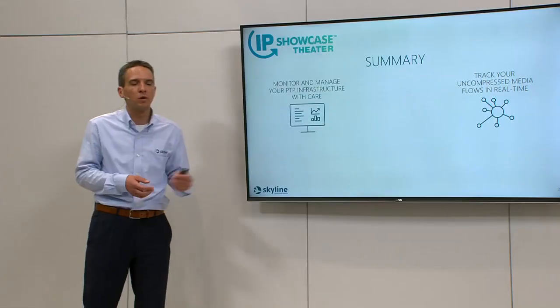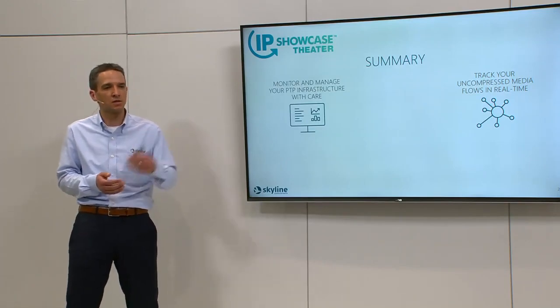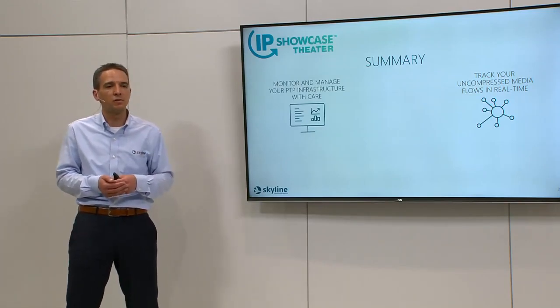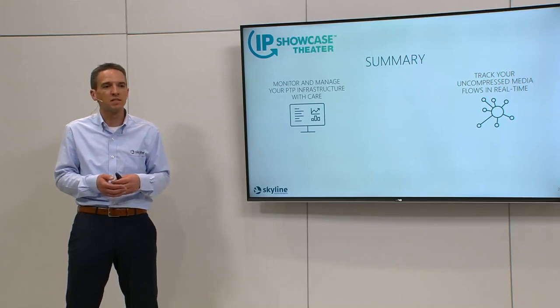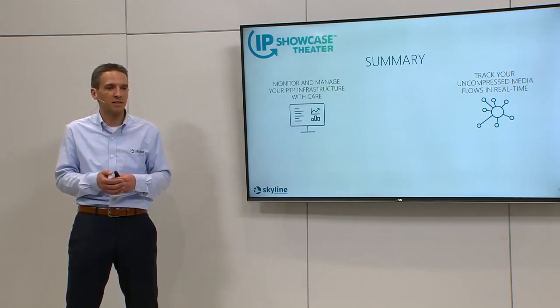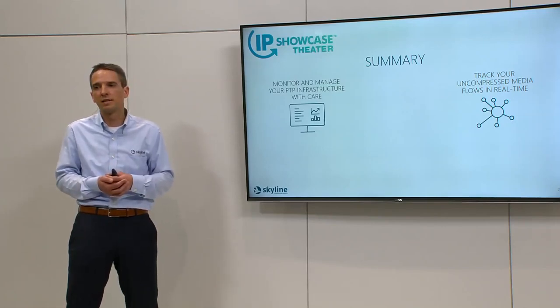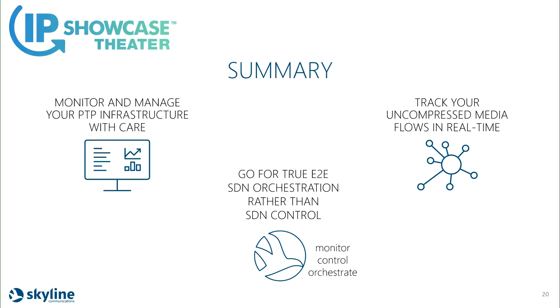I want to give you one more example. In 2022-7, you still might see your screen being there on a multi-viewer, but you have lost your second leg in the background because the redundant stream doesn't make it anymore for whatever reason. You would not necessarily even realize that you have a problem. So track it in the background, make sure you constantly check if your flows are present or if there is any issue. And last but not least, we call it go for true end-to-end SDN orchestration rather than SDN control.